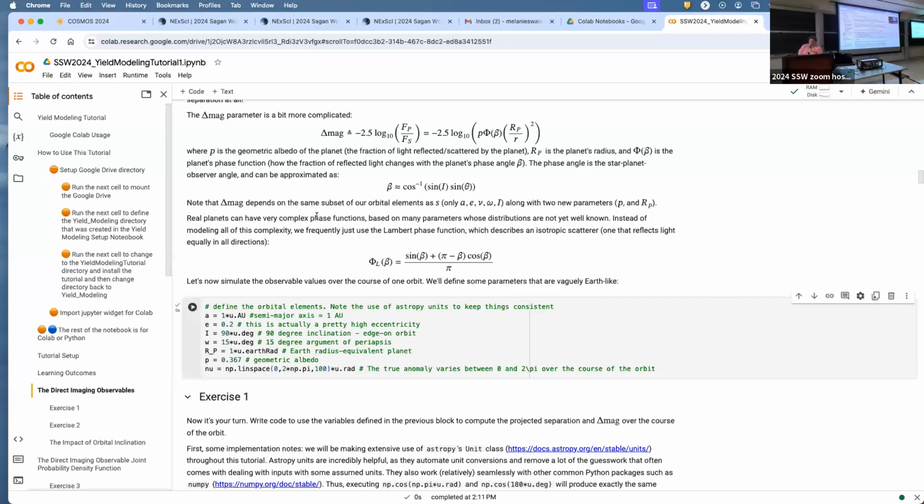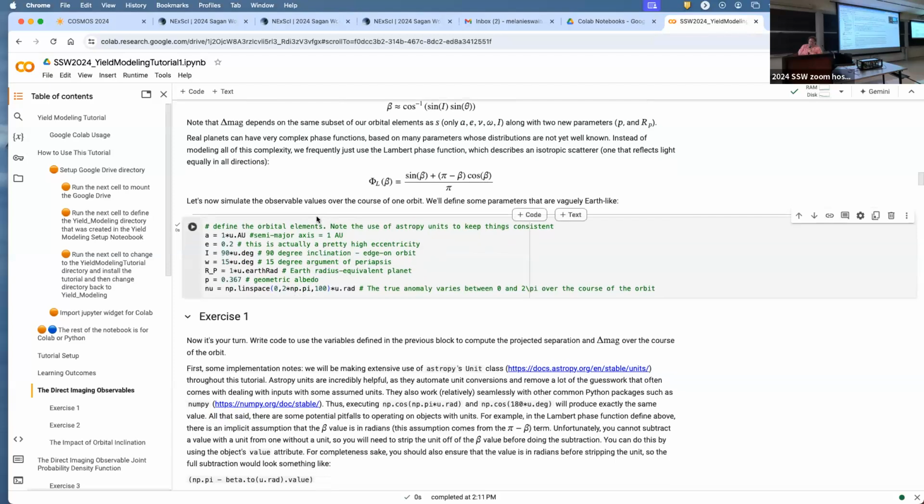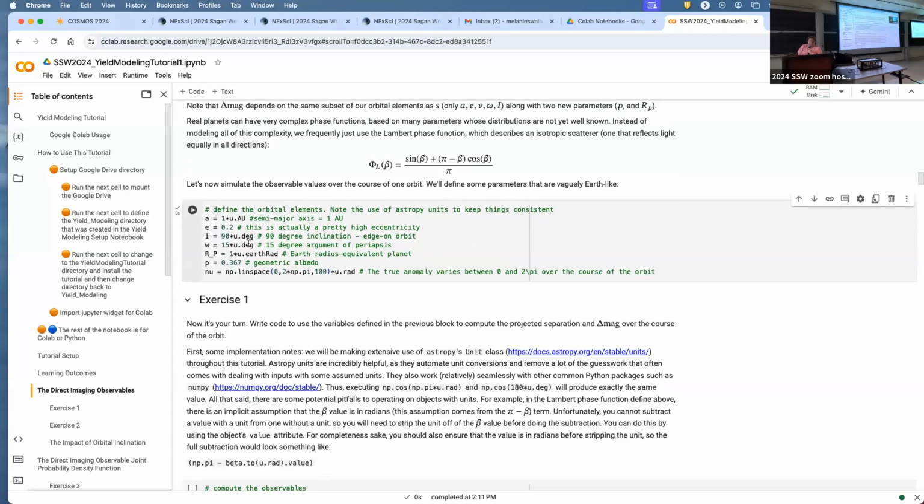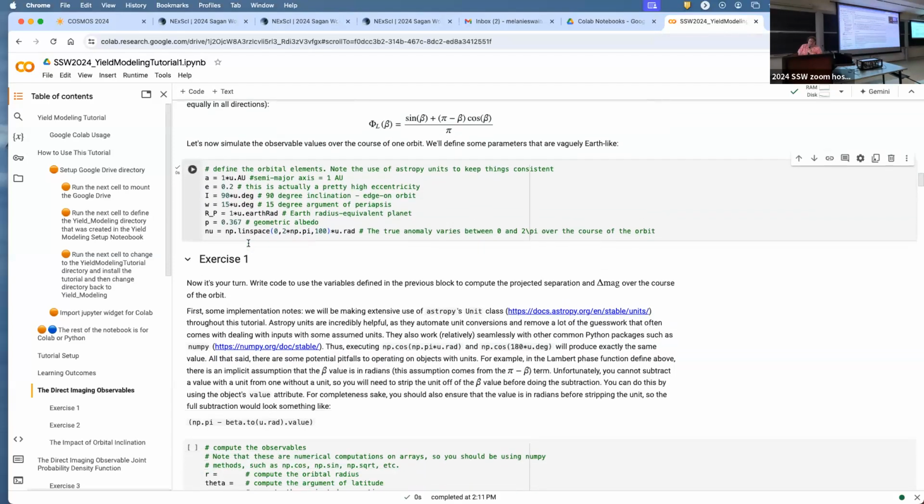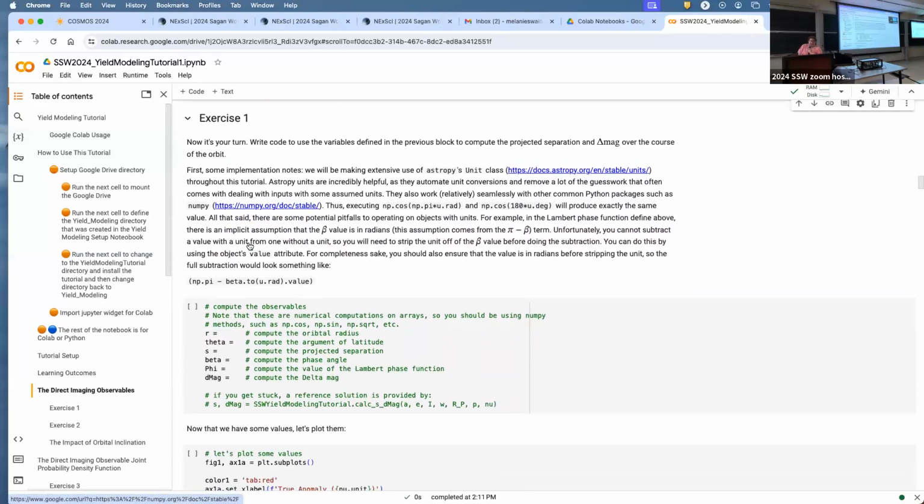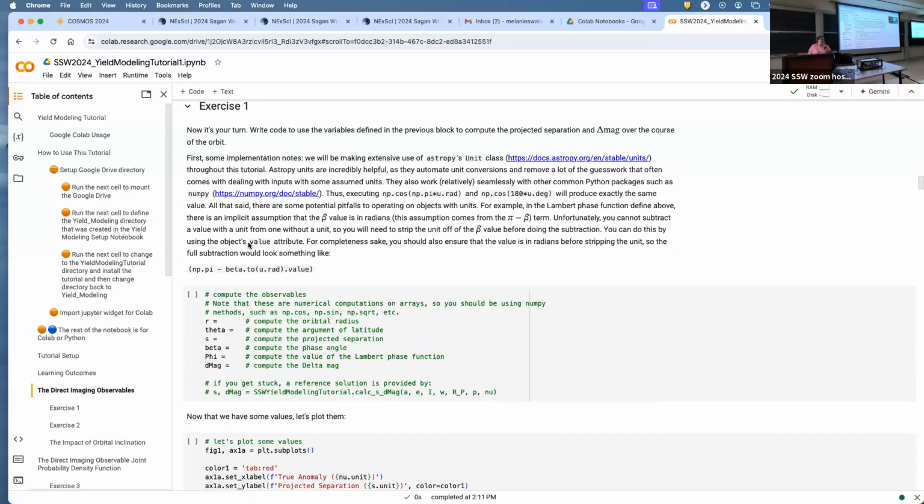All right, so I'm going to play this cell next, because we're just defining parameters, and now that is really the setup. And we're getting ready to enter exercise 1.